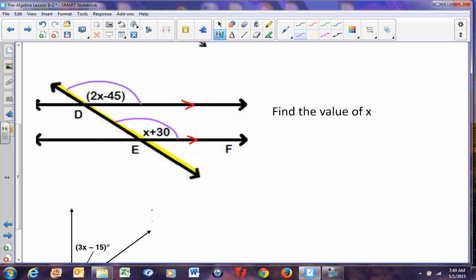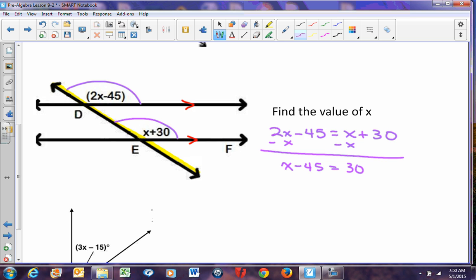So if we know that corresponding angles are equal, then we know that 2x minus 45 has to be equal to x plus 30. Now we have a simple two-step equation that we learned how to solve quite a while ago. So I will subtract x to get all my x's on the same side. That gives me x minus 45 equals 30. I will add 45 to both sides. And I now know that x equals 75.